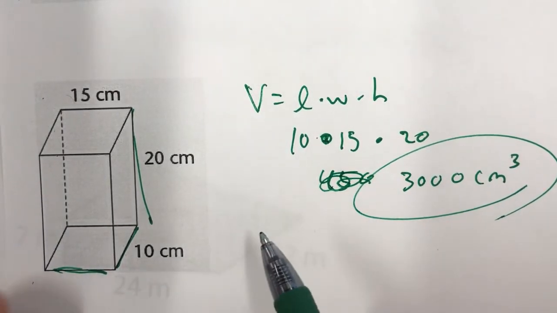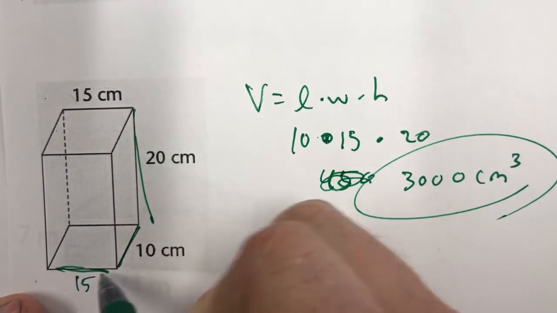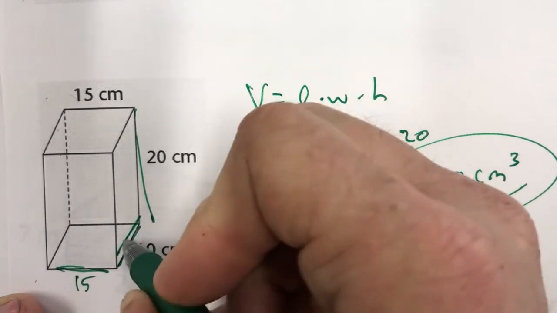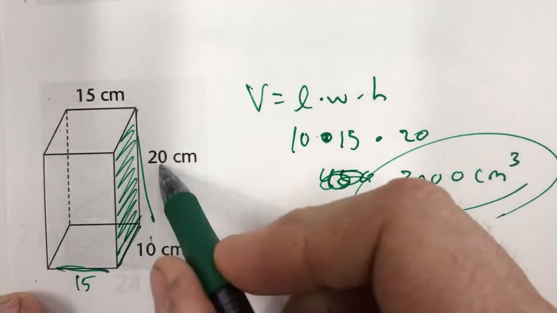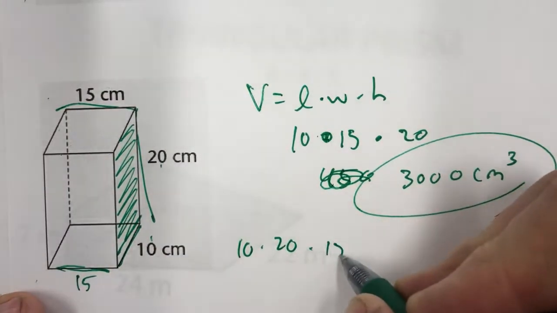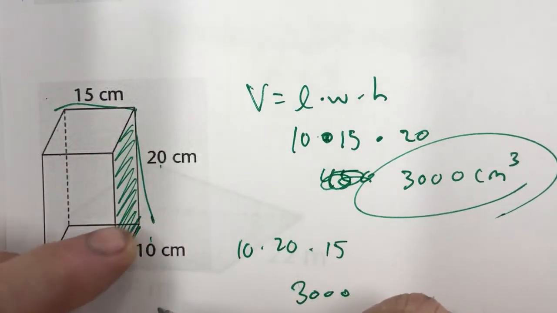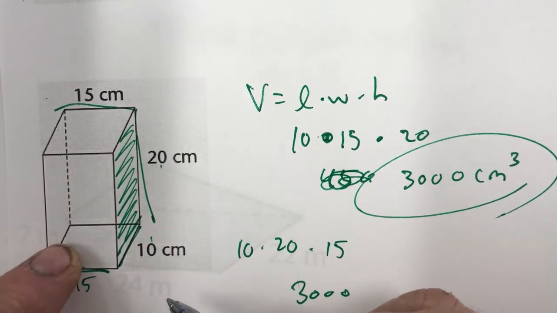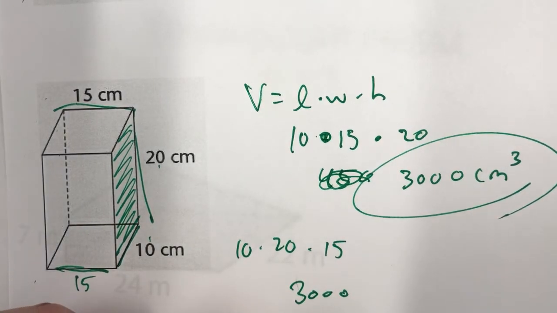Now, the thing I want you to know is this is the base down here, so we got 15 times 10. Now, suppose I just said this side right here is the base. So I would do 10 times 20, and then my height for that would be 15. But I still get 3,000. So you can switch up and have this be your base, or the front be the base, or the bottom be the base. You can do that on rectangular prisms.